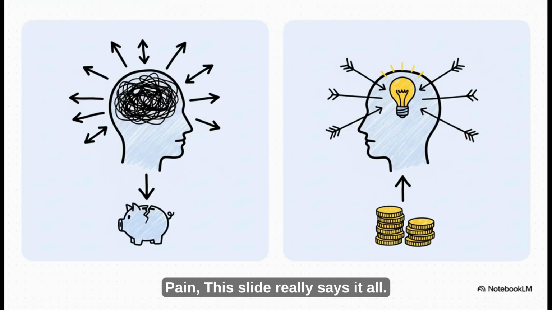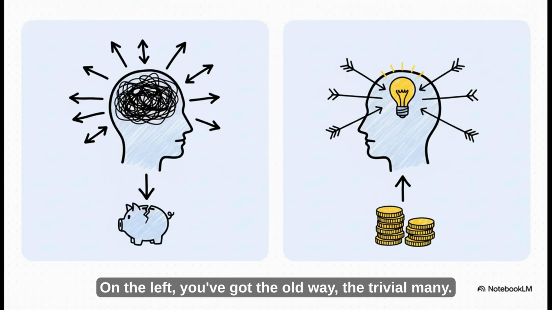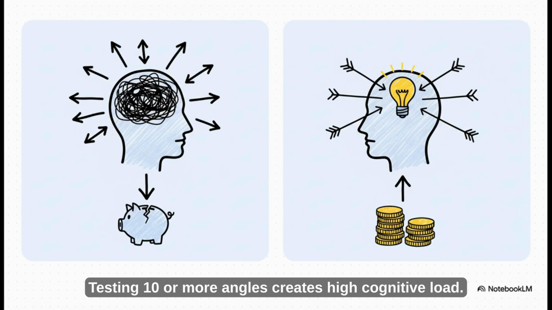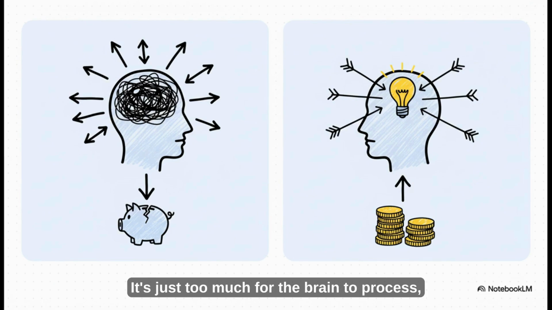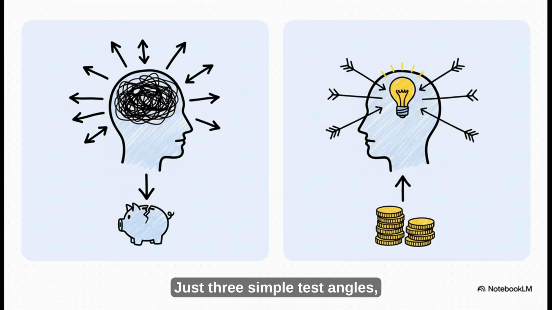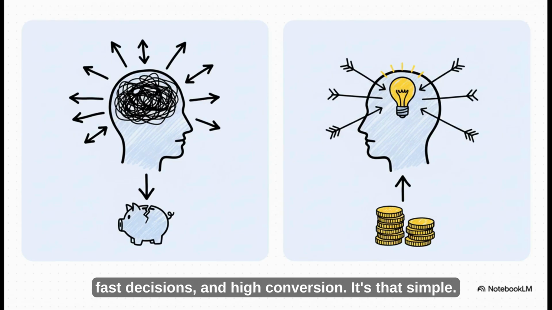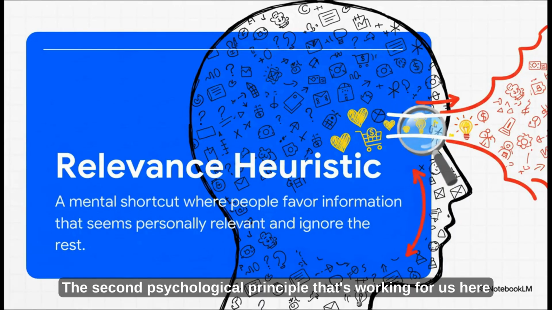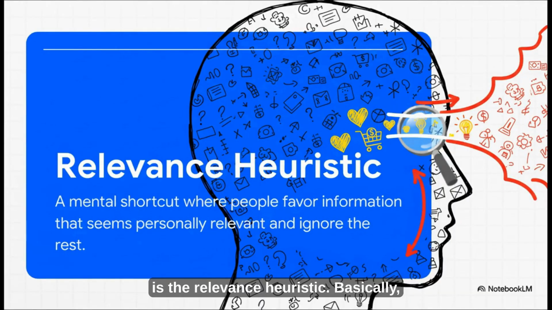This slide really says it all. On the left, you've got the old way, the trivial many. Testing 10 or more angles creates high cognitive load. It's just too much for the brain to process, which leads to slow decisions and low conversion. But on the right, you have the vital few. Just 3 simple test angles, which means low cognitive load, fast decisions, and high conversion. It's that simple.